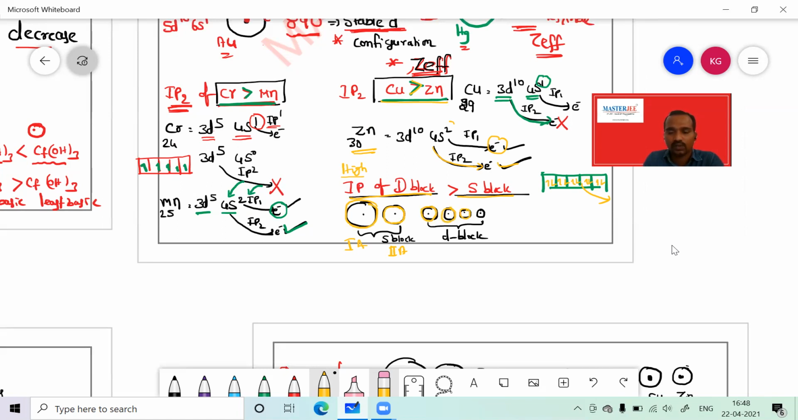When the size of the atom gradually decreases like this, what happens? Definitely the nucleus attraction force will act on the electron. So it is very difficult to remove the electron from here, so you have to use a large amount of energy here. That's why the ionization potential of d-block elements is always greater than that of s-block.